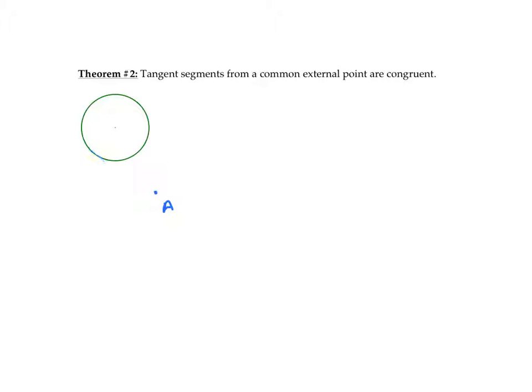It's hard making this without a ruler. If we have tangent segments here, they're tangent here and here. Those are the points of tangency. What this theorem tells us is that these two segments would be congruent to each other. So if this segment is 8 inches long, this segment would also be 8 inches long.